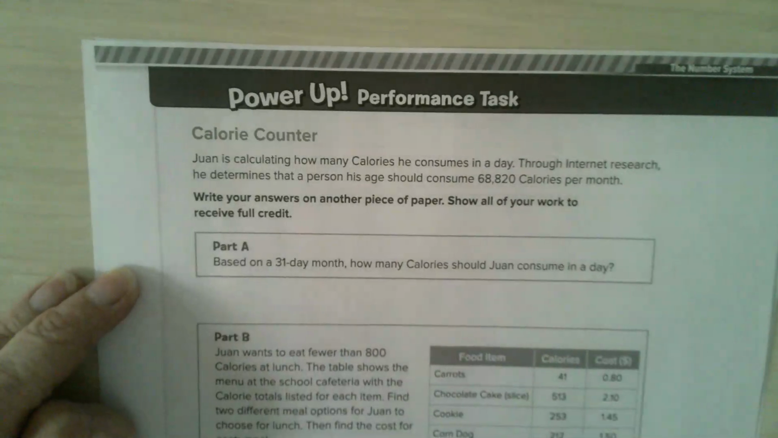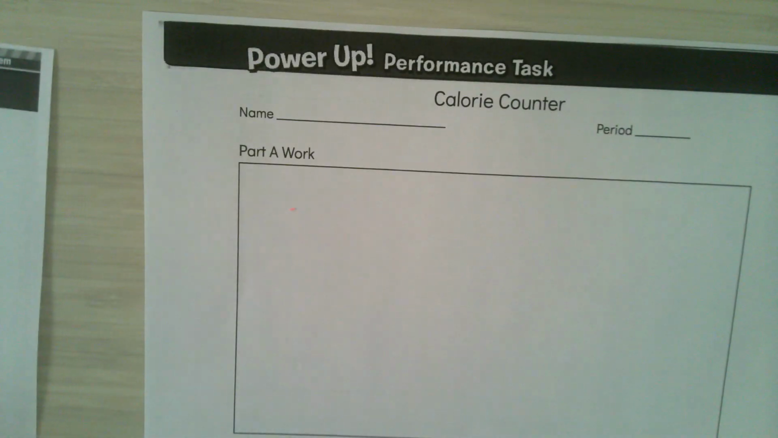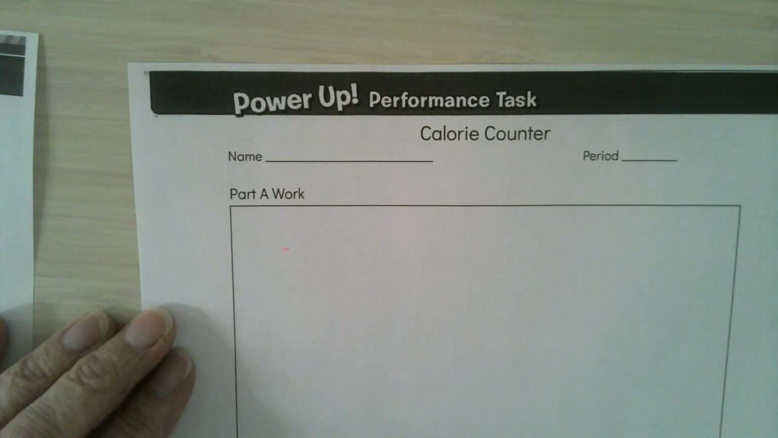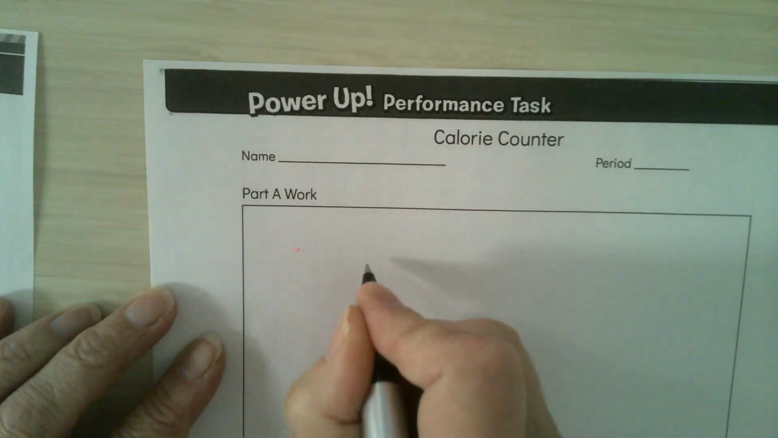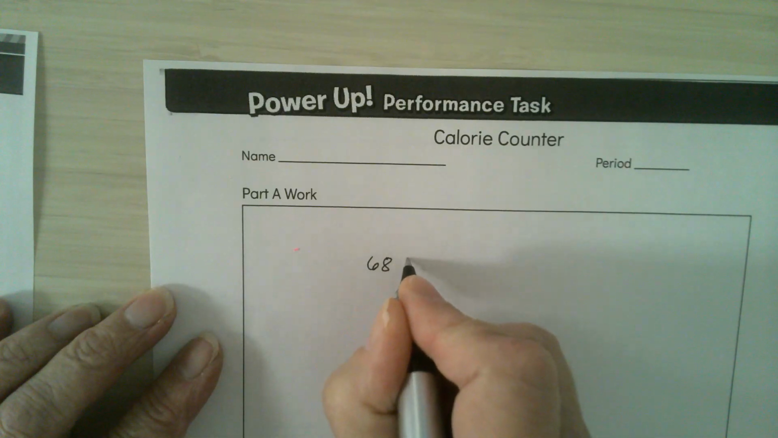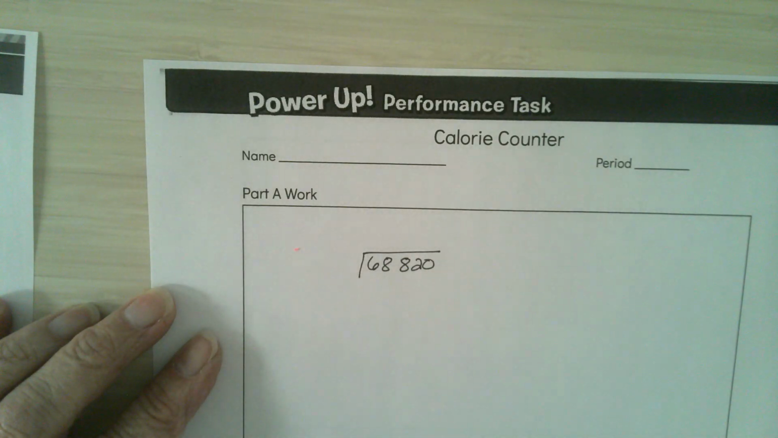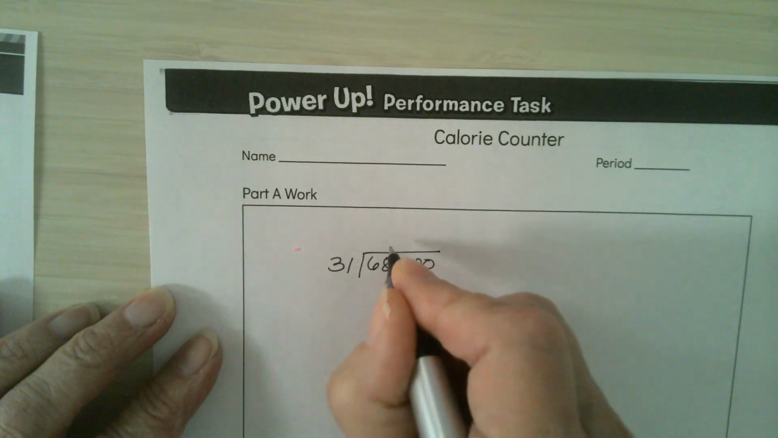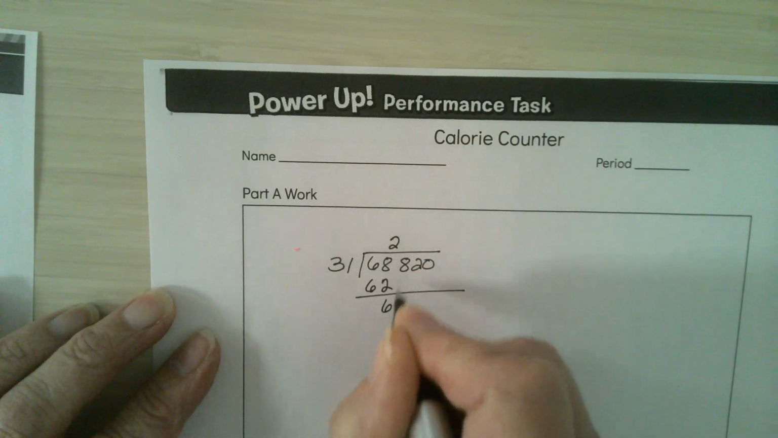All right, so on your paper, you're going to do what? Add, subtract, multiply, or divide? We said it already. Yes, divide. So make sure in box A, you show 68,820. How many days in the month do they tell you to have? What did it say on the paper? Yes, 31. It will go into that 2 times. That is 62. Subtract, bring down.